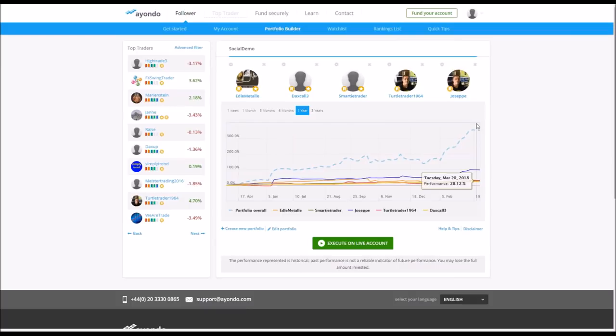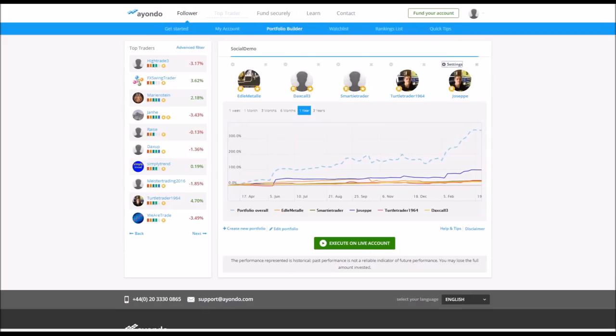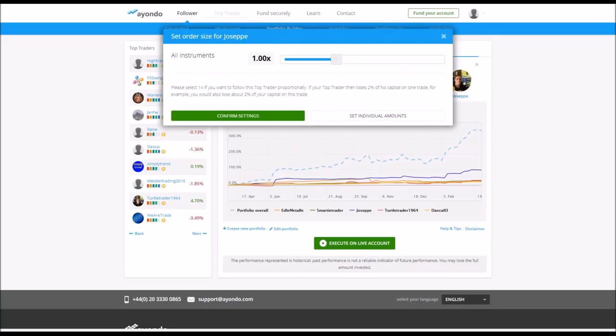And of course, if I change my mind on a trader, I can get rid of them from my portfolio by just clicking the X up here to remove them out. But let's take a look at Giuseppe, click on settings. So this is really important, this bit. This sets the level of risk, how the trades will be copied on my account.